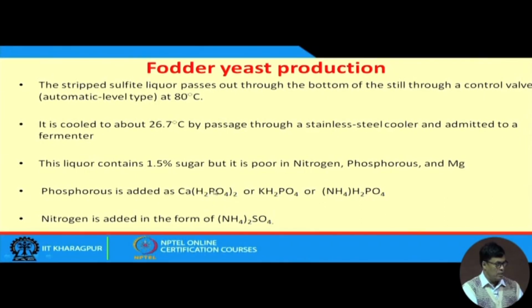This is something you can correct. Ca to PO4, and this is calcium dihydrogen phosphate, or this is potassium dihydrogen phosphate, ammonium dihydrogen phosphate. Nitrogen is admitted in the form of ammonium sulfate. And I told you, you can remember this, ammonium sulfate is purposefully added in case of the baker's fermentation process to keep the pH of the media acidic, because here also in the fodder fermentation process we require pH 4 to 5.